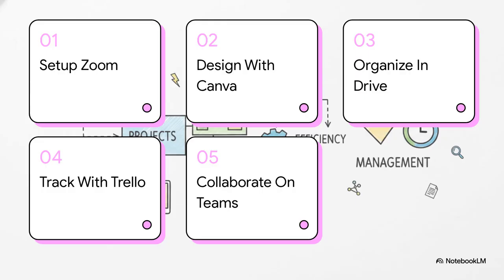So here's the game plan. We've got 5 pillars today. 1. Set up Zoom virtual meetings. 2. Design assets with Canva. 3. Organize files in Google Drive. 4. Track projects using Trello. And 5. Collaborate on Microsoft Teams. Let's jump right into number 1.